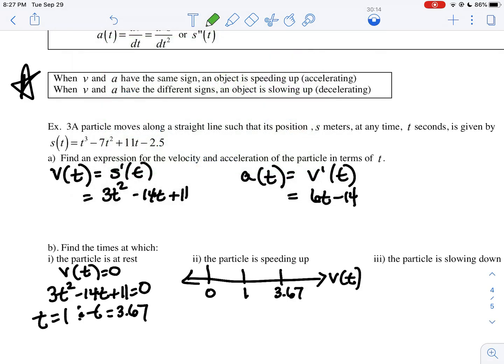So, and I am assuming you're okay with the sign charts. If I'm making a poor assumption, please let me know the next time that I see you. All right, so if I plug in 0.5 into the velocity function, I got a positive. If I plug in, say, 2, I got a negative. And if I plug in, say, 4, I got a positive.